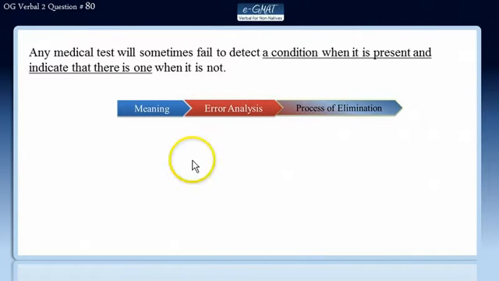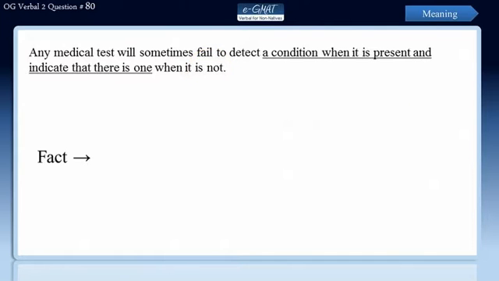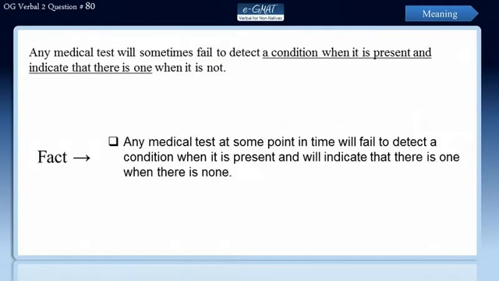So let's begin. Any medical test will sometimes fail to detect a condition when it is present and indicate that there is one when it is not. This sentence presents a fact. It says that any medical test at some point in time will fail to detect a condition when it is present and will indicate that there is one when there is none.